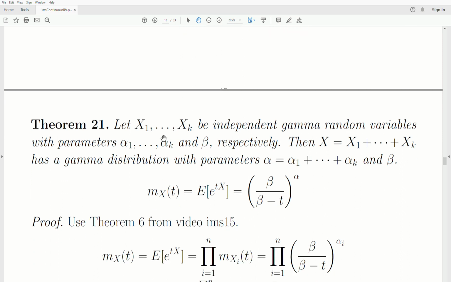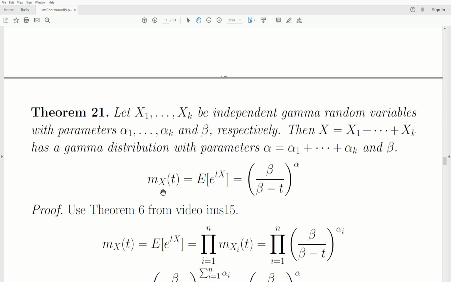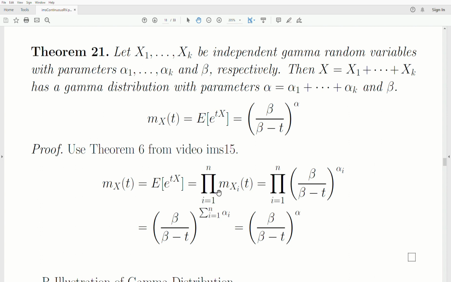Now, let x1 through xk be independent gamma random variables with parameters alpha 1 through alpha k and beta respectively. Then x, which is the sum of these independent gamma random variables, has a gamma distribution with alpha and beta, where alpha is defined as the sum of alpha 1 through alpha k. So this would be the moment generating function. So let's prove it.